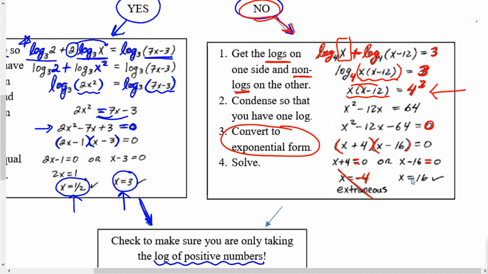Now I'm going to try the next one. When I solve that, I get x equals 16. Looking back to the original problem, plugging in 16 would be fine for this one. Plugging in 16 would also work here. 16 minus 12 is 4, so that's going to work, and x equals 16 is my only solution.